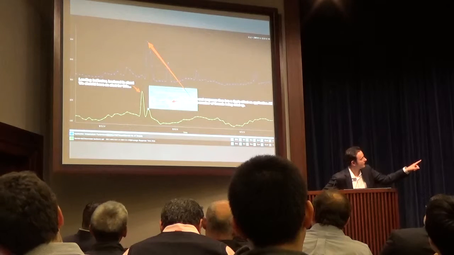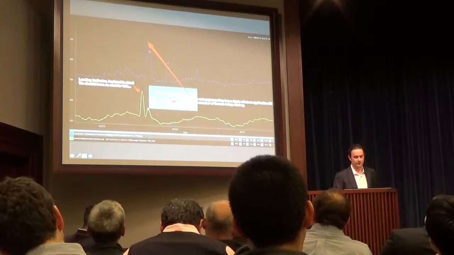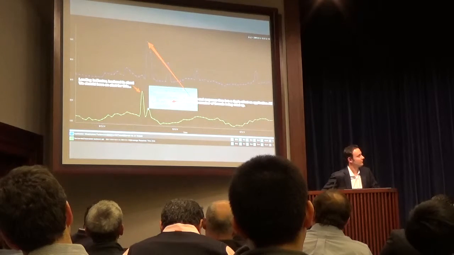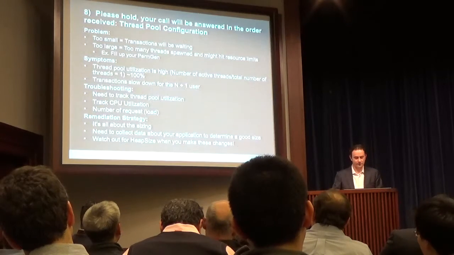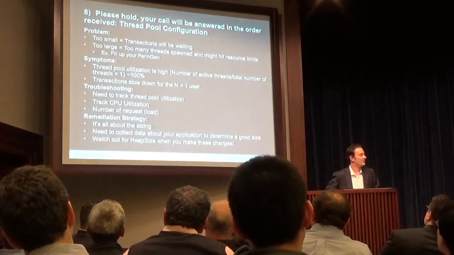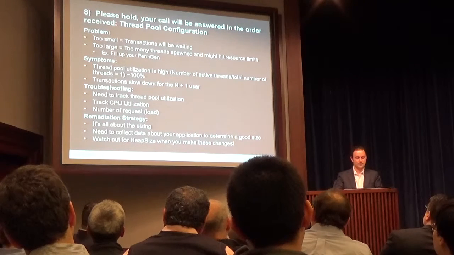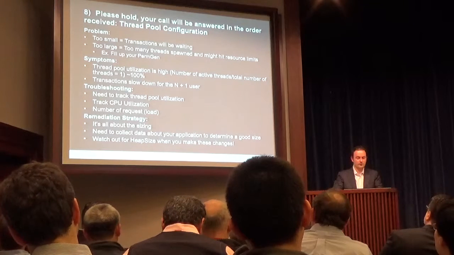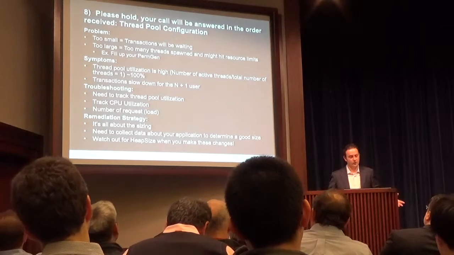But that leading indicator right there is just before the blue line, which is where your performance degrades, right? At that point in time, you've used up all your threads, and all of a sudden the application can't handle additional load. So we call that a thread pool configuration issue. And it's not really an issue. It's just a matter of fact that you can have too small of a thread pool configuration, which means that your transactions will be waiting. Or it could be too large.